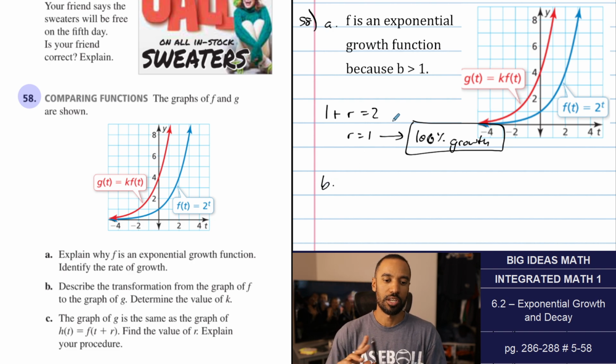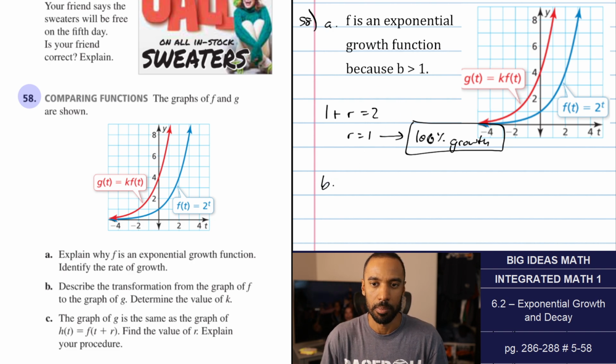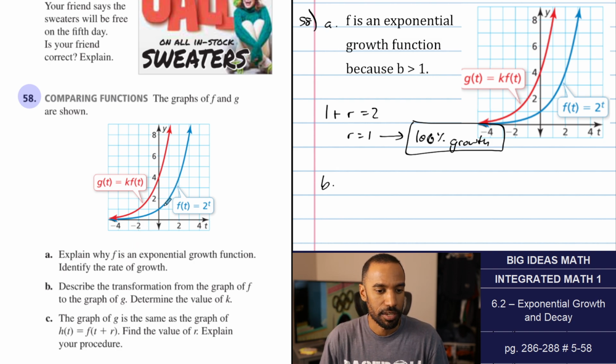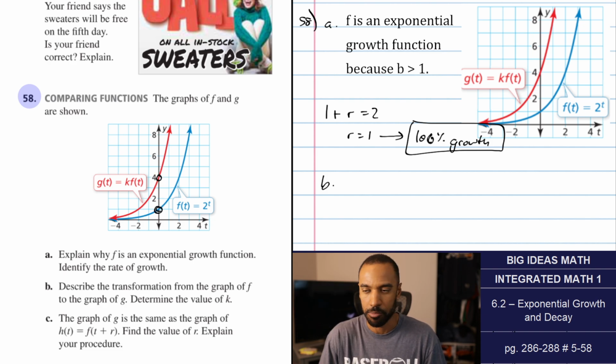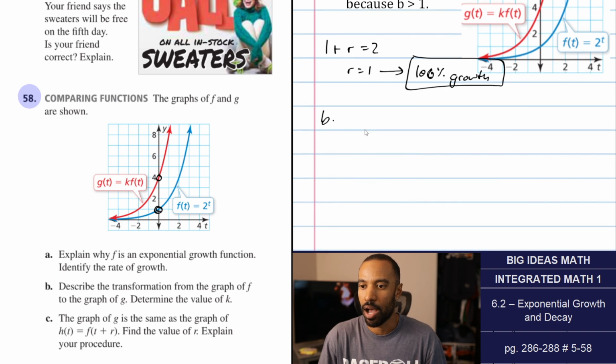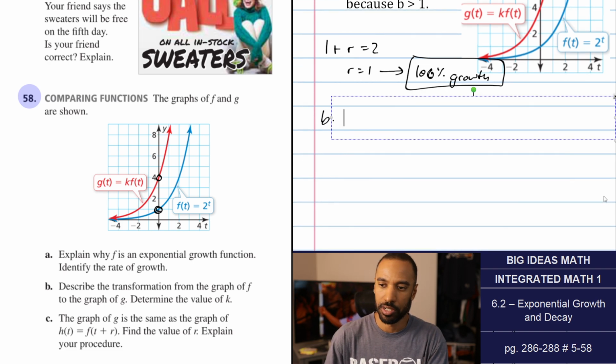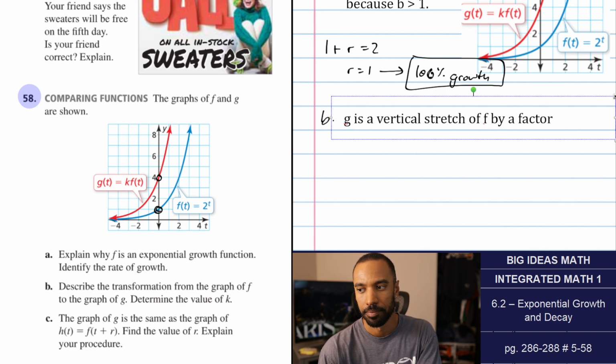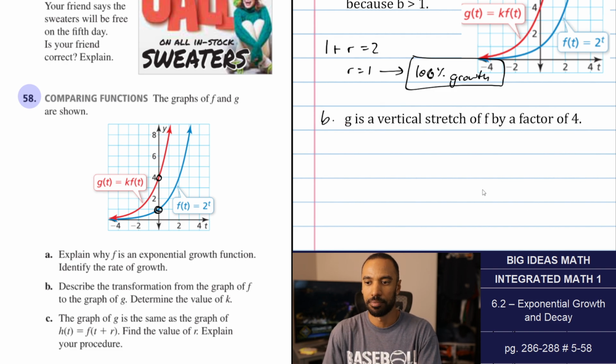Part B, describe the transformation from the graph of f to the graph of g, determine the value of k. So I think we're not supposed to say it in terms of k. We're supposed to figure out the number, right? So first of all, it's a vertical stretch, and we need what it multiplies by. The initial y-intercept was 1, now it's 4. It makes it 4 times bigger. So g is a vertical stretch of f by a factor of 4. That is the actual stretch itself.